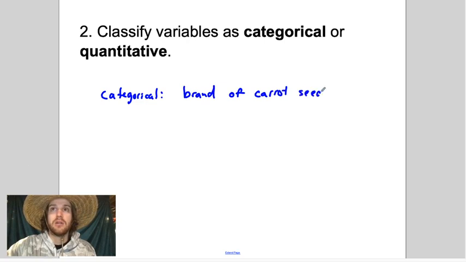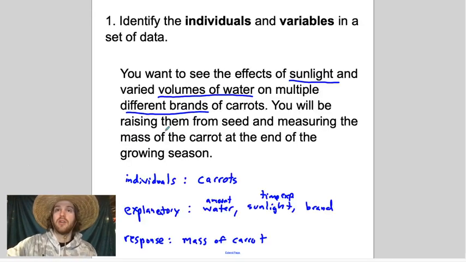Seed. Okay. Categorical would be the brand of carrot seed, also known as qualitative, and the quantitative or numerical, numerical would be, I think, all the rest of them. The amount of water, that can be measured numerically. Time exposed to sunlight, absolutely. And the mass of the carrot is probably in grams.